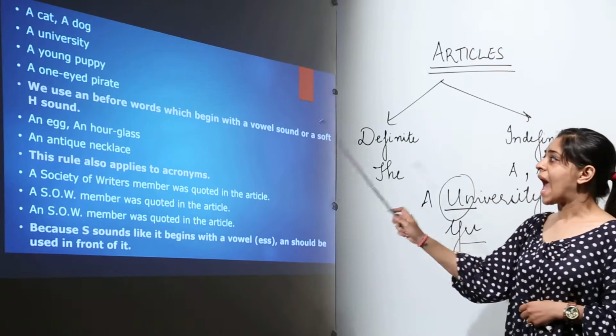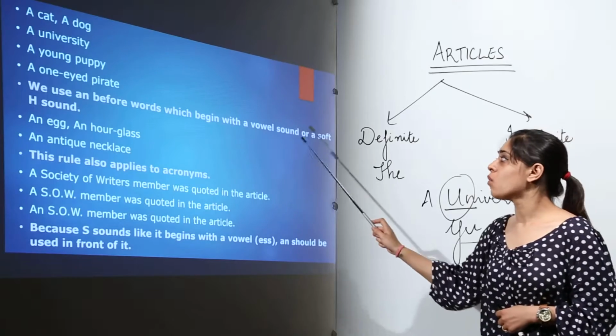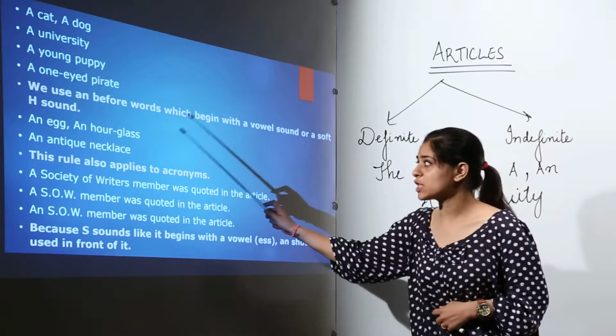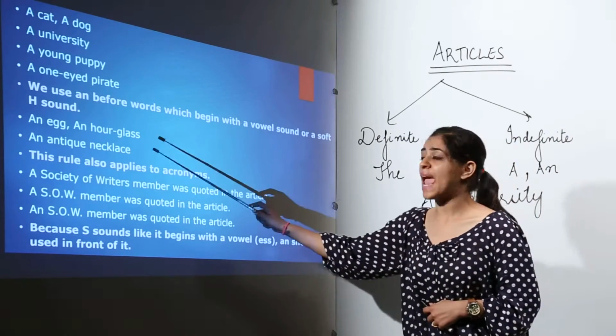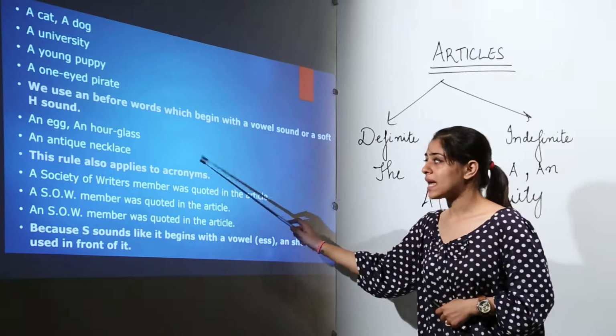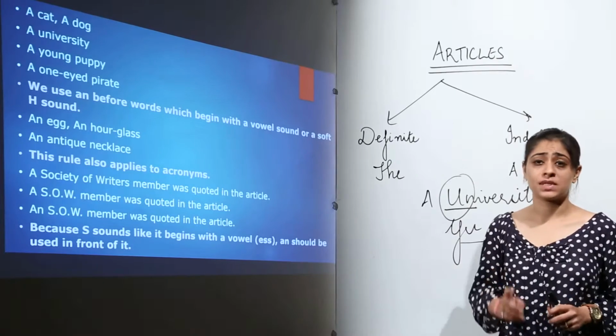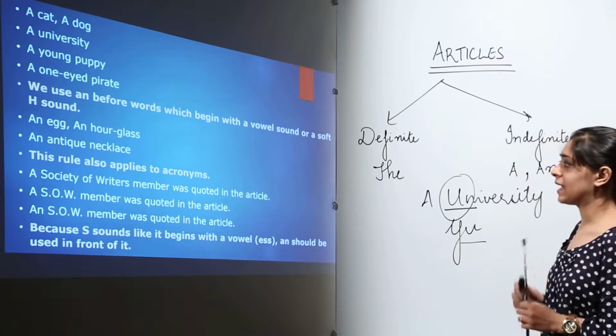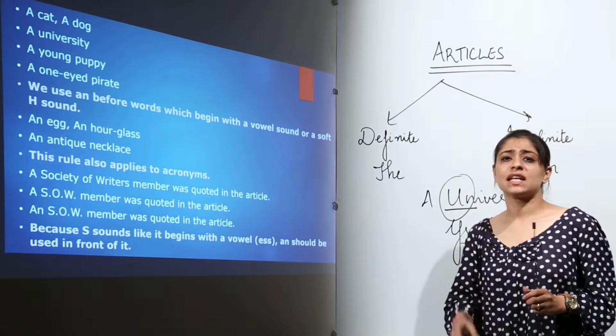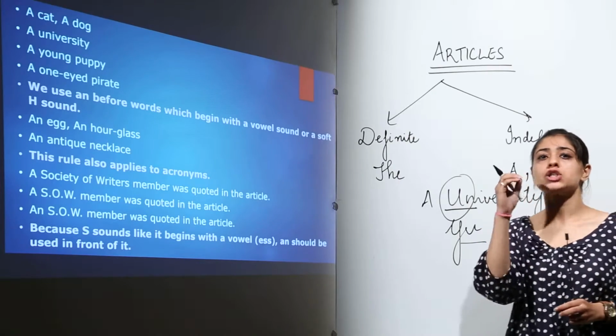We use "an" before words which begin with a vowel sound or a soft H sound. For example, an egg, an hourglass, an antique necklace. This rule also applies to acronyms. Now what are acronyms? I'll explain to you. Acronyms are basically short forms or the initials of the words used.